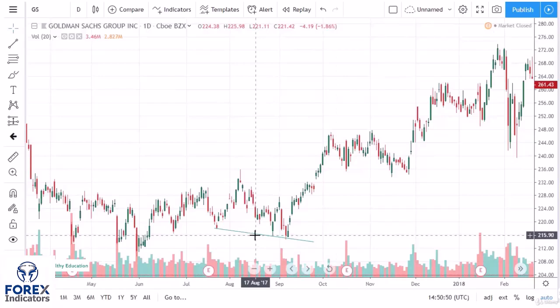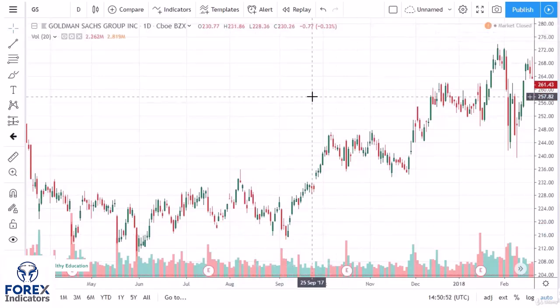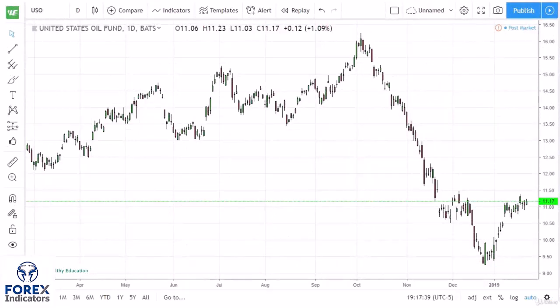I would say, of course, triangles are probably more reliable than wedges just because they're easier to spot. Wedges tend to be a little convoluted at times, and sometimes you have to use a little bit of artistic license. Now, flag and pennant patterns are very similar.